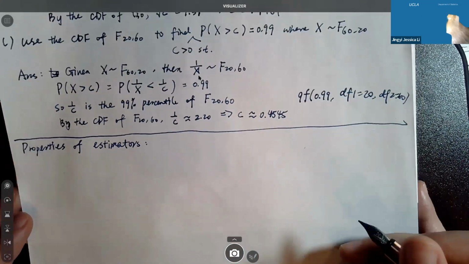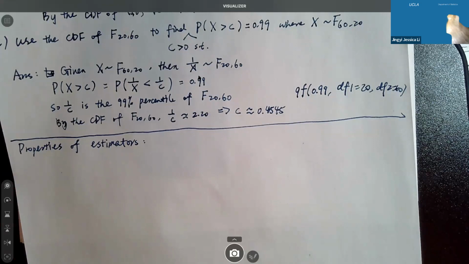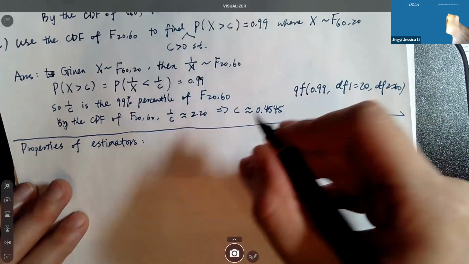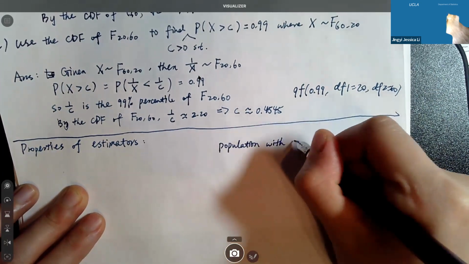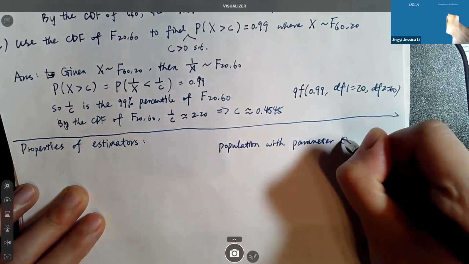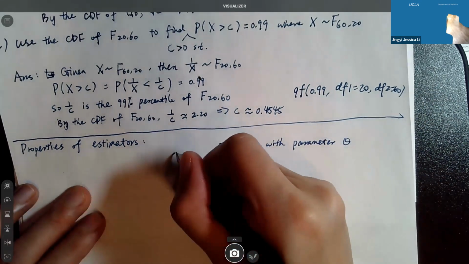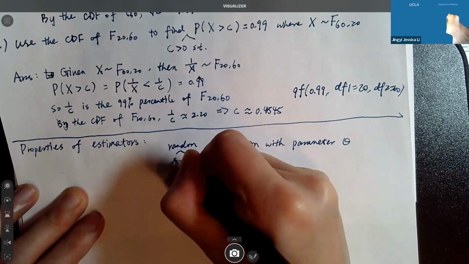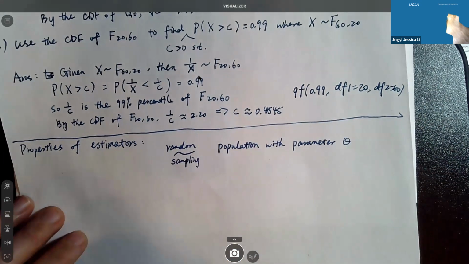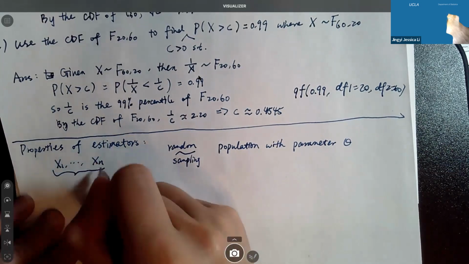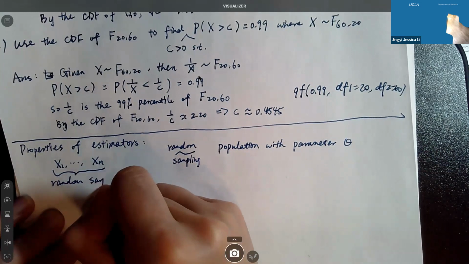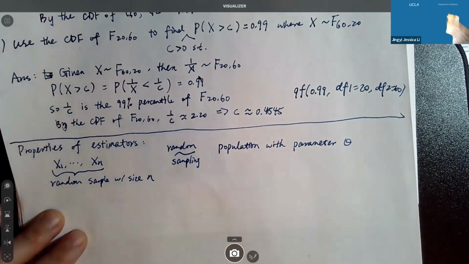So what do we mean by estimator? To understand that, we need to know what a parameter is. And this is something I think Stats 10 should have covered somehow, right? The relation between a population with parameters and estimators based on a sample. So let's say that we have a population with parameter theta, okay? And from this population, we do random sampling. We obtain, say, we denote by x1 to xn, and this is our sample. This is called a random sample with size n.